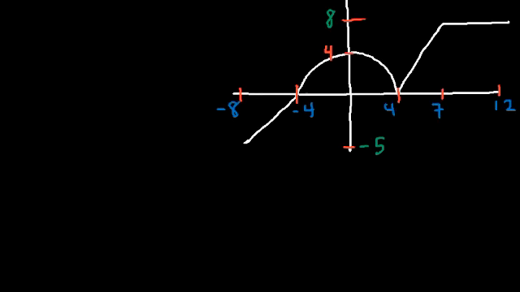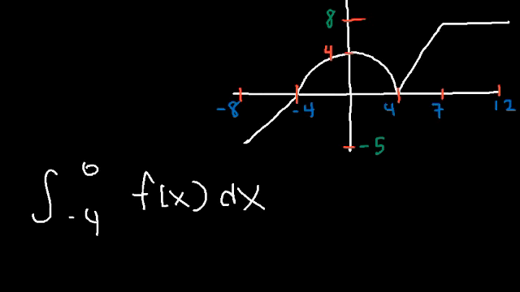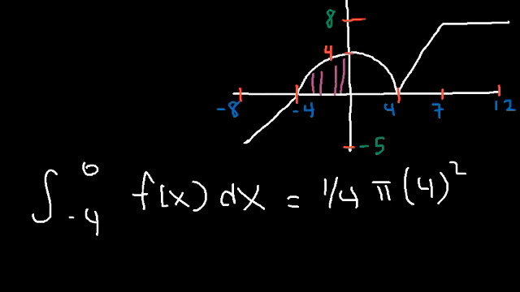Using the graph on the upper right, what is the value of the integral from negative 4 to 0 of f of x dx? So from negative 4 to 0, we're looking for the area of this region, which is a quarter of a circle. So it's going to be 1/4 pi r squared, and we can see that the radius is 4. 4 squared is 16 divided by 4, so the area of that shaded region is 4 pi, which is the value of the definite integral.